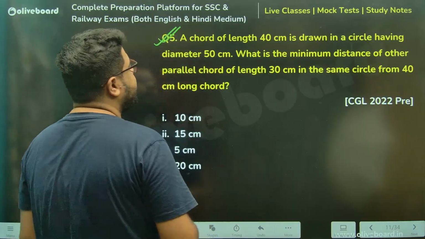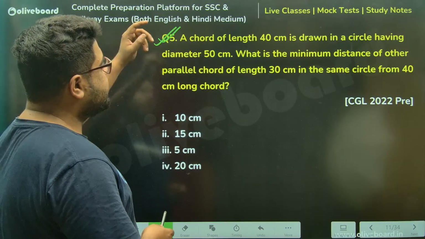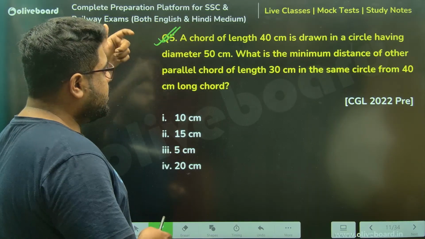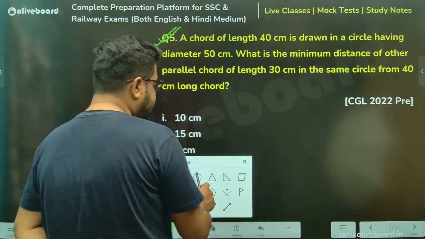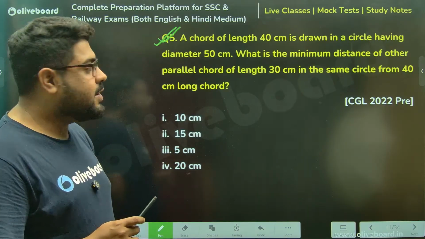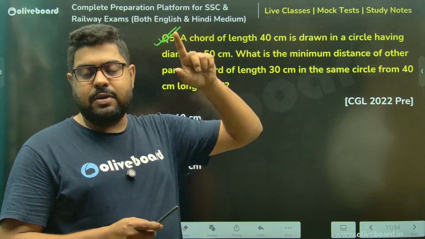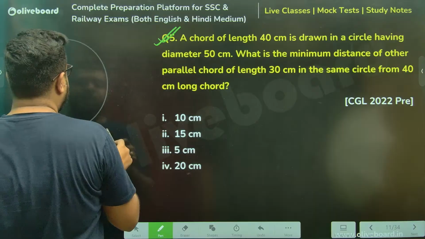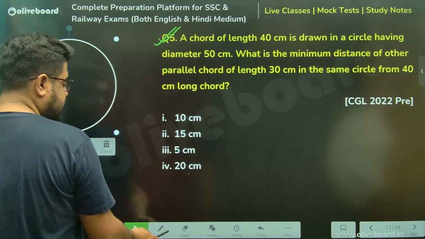A chord of length 40 centimeter is drawn in a circle having diameter 50. What is the minimum distance of the other parallel chord of length 30 in the same circle from the 40 centimeter long chord? Minimum distance means both the chords are on the same side of the center, because if it was the opposite side, then it would have given us the maximum distance. So I'll draw it accordingly.